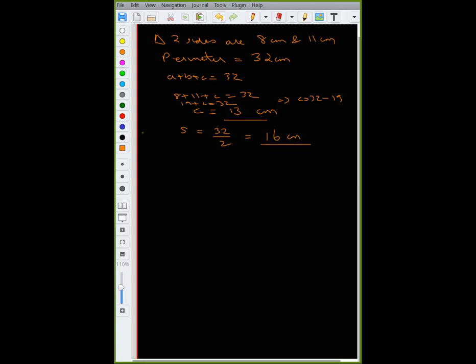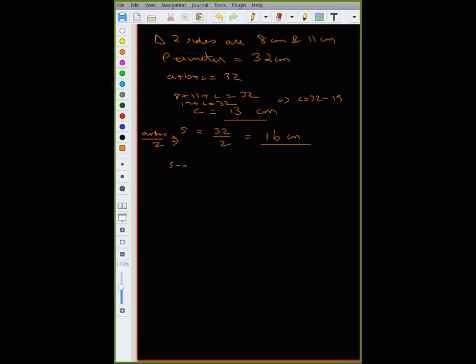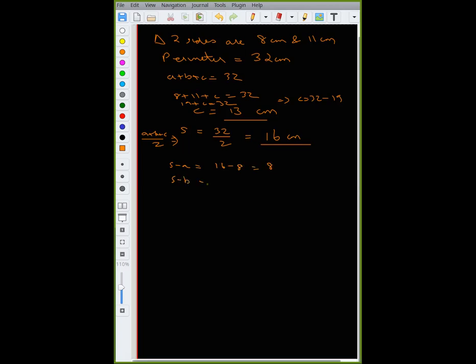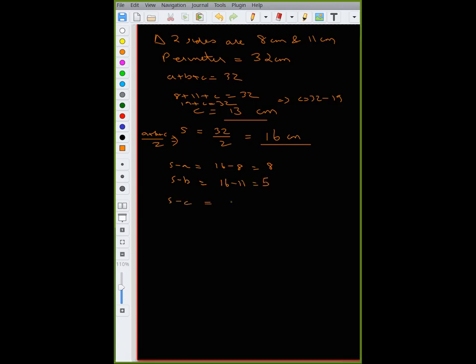Because we know S is nothing but A plus B plus C upon 2, semi-perimeter. Remember, S is semi-perimeter, not perimeter. Half of the perimeter. So what will S minus A become? 16 minus 8, which is 8. S minus B will become 16 minus 11, which is 5. And S minus C will become 16 minus 13, which is 3.